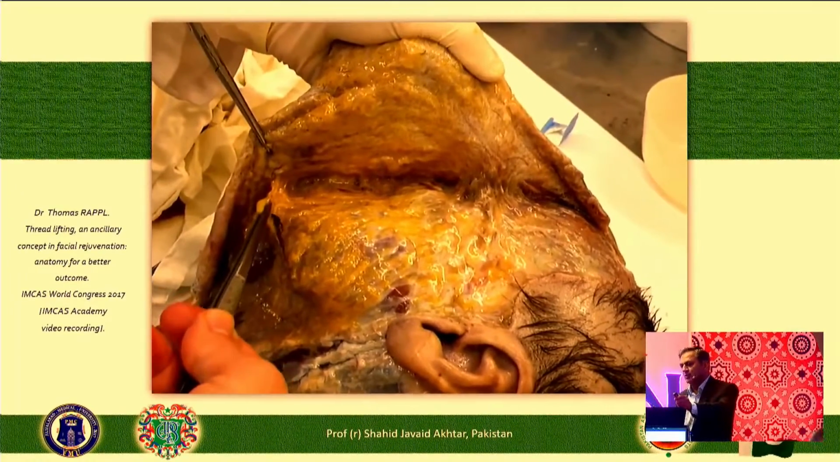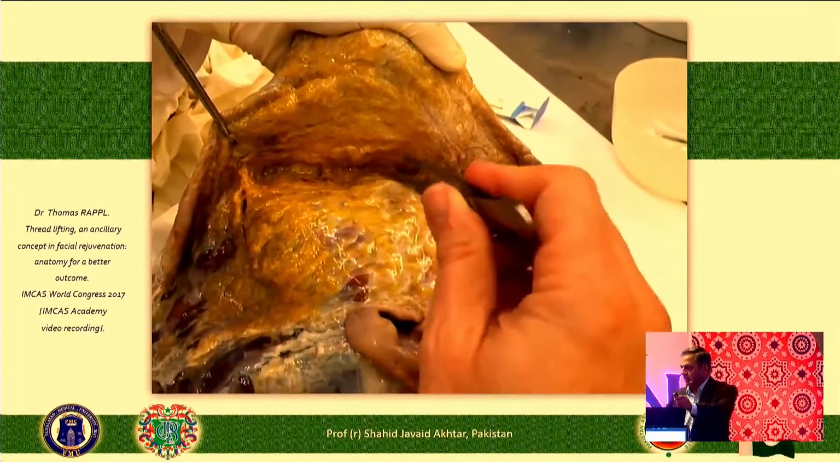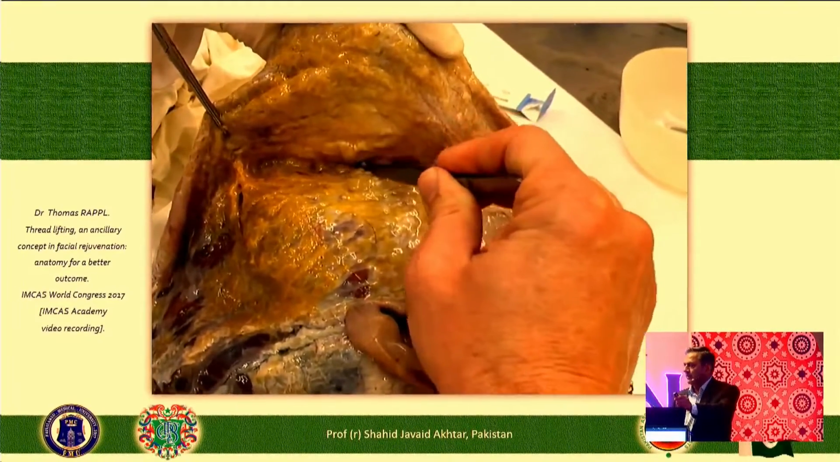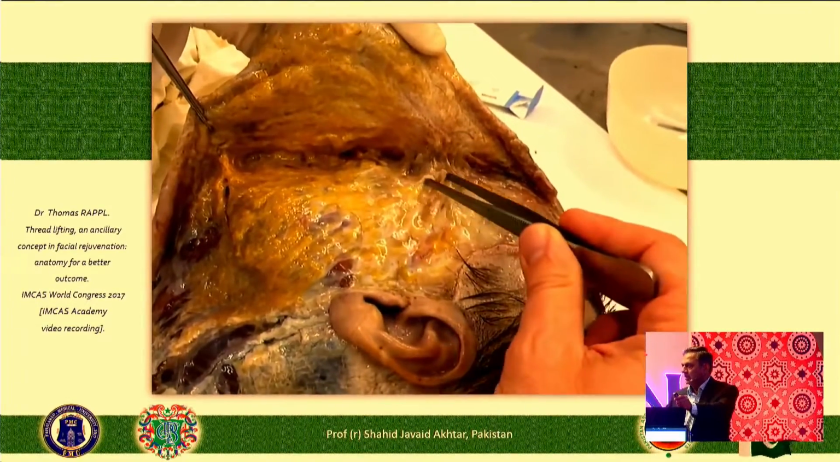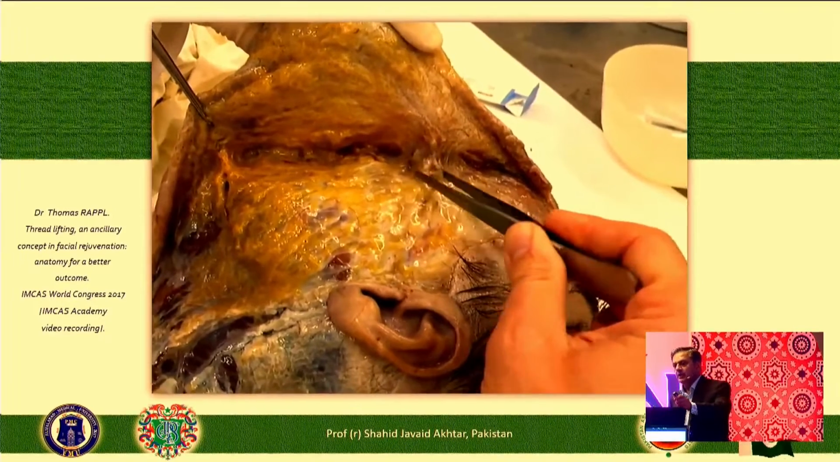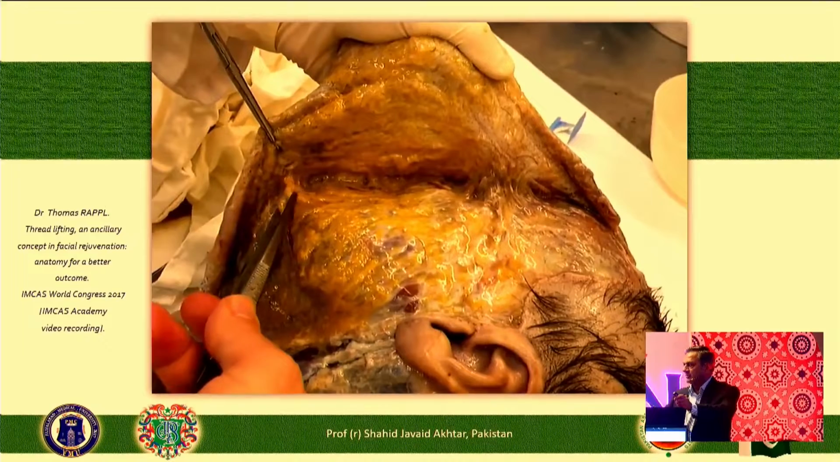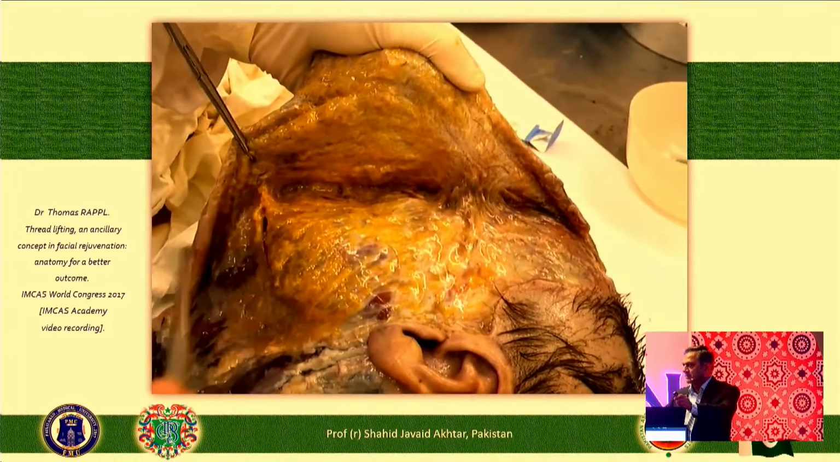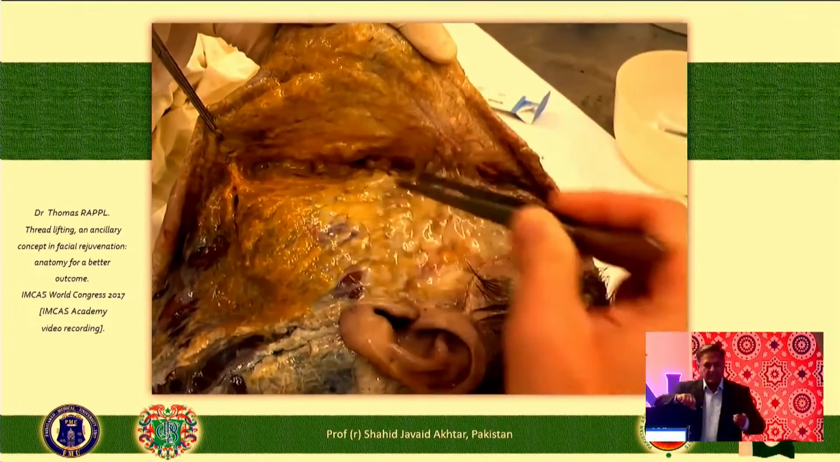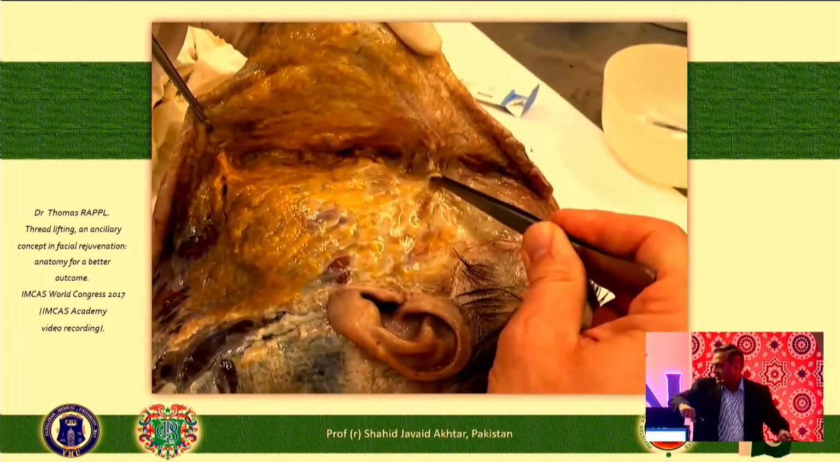So whenever you are doing cog threads, in the case of cog threads, you mainly try to uplift the superficial fat pad. So you use some anchorage point, and the orbital retaining ligament is a good anchorage point where, just above it, we can insert the cog thread and try to lift this superficial fat.